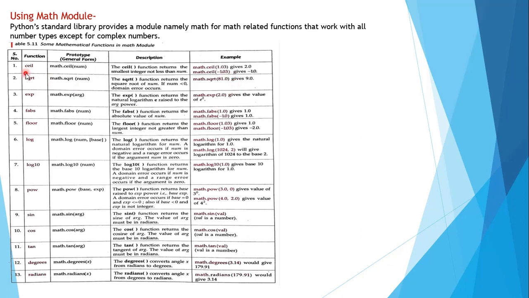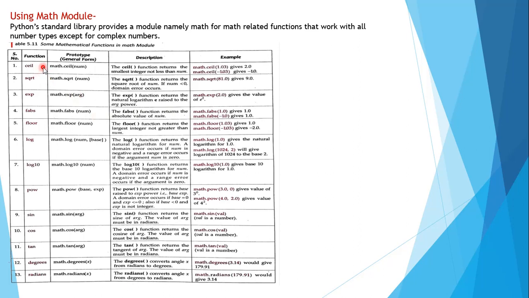Next is the sqrt function. By the name you can understand it is going to perform the square root. If you write math.sqrt and give a value inside it, that is 81.0, the square root of 81.0 is 9.0, so you get the output as 9.0. This is for the exponentiation function, and this is for the absolute function. Absolute, you know, works like a mod. If you have a negative value, it will convert it to a positive value, that is the absolute value. So math.fabs(1.0) gives 1.0, and -1.0 will also give 1.0.